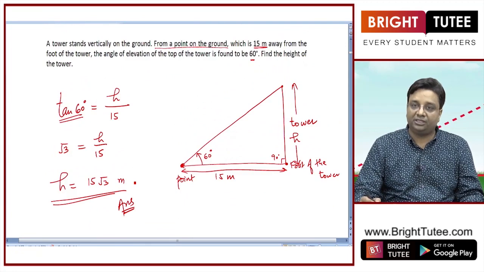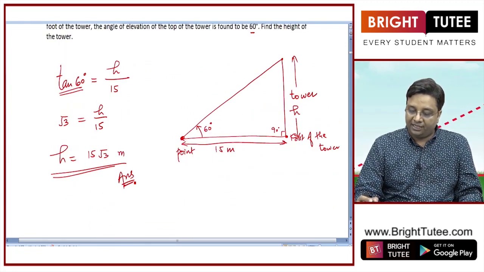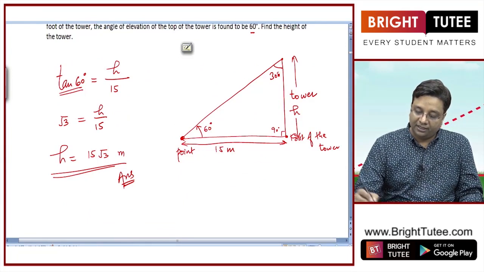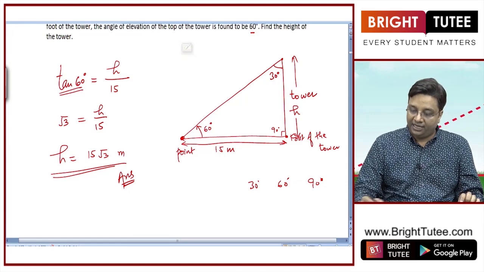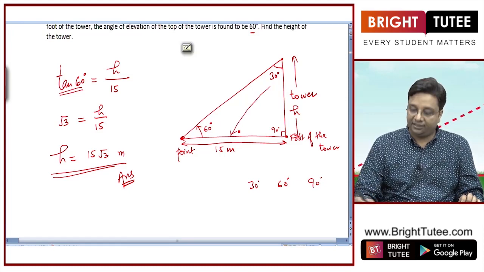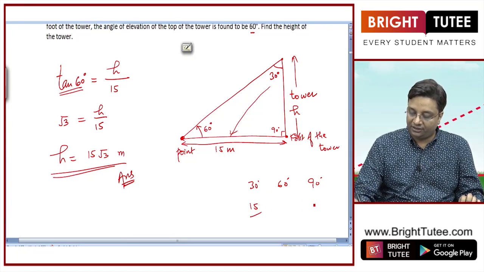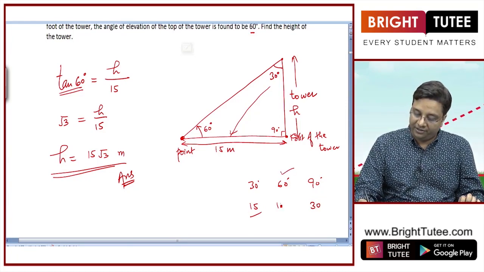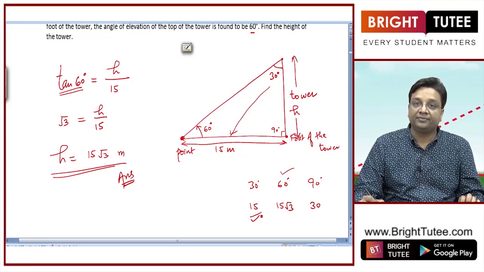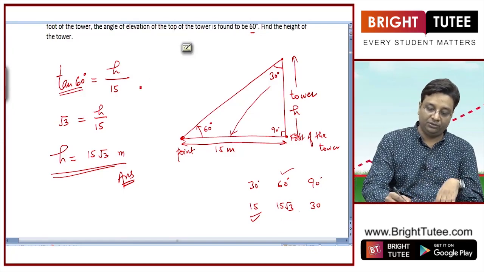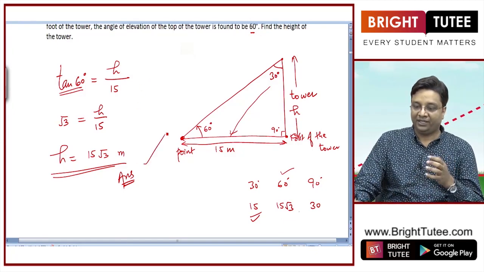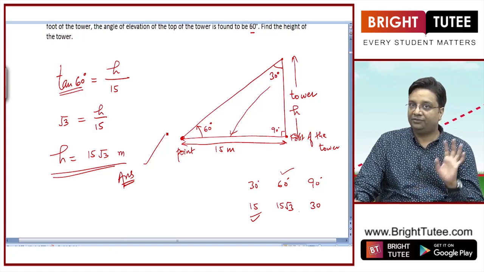Otherwise, if it was a question in your competitive examination, as I told you in the introduction part, this is a 30, 60, 90 triangle, right? And the side opposite to 30 degrees is 15 meters. So the side opposite to 90 will be double of this, so that is 30, and the side opposite to 60 degrees will be root 3 times this. So it will be 15 root 3. Okay. So in a competitive examination, you don't have to show this working. You can directly say that the height of the tower is 15 root 3 meters.